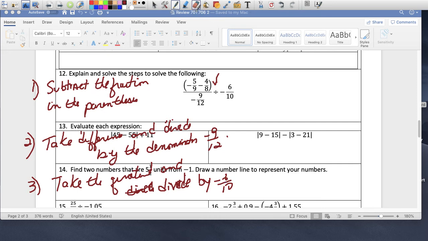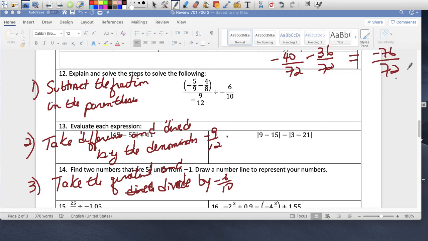So let's do the inside part. Let's follow the instructions. The instructions say I have to subtract these two first. So it's negative. I'm going to find a common denominator, which is 72. So it's times 8 is -40, times 9 is -36. So minus 40 minus 36 is negative 76.